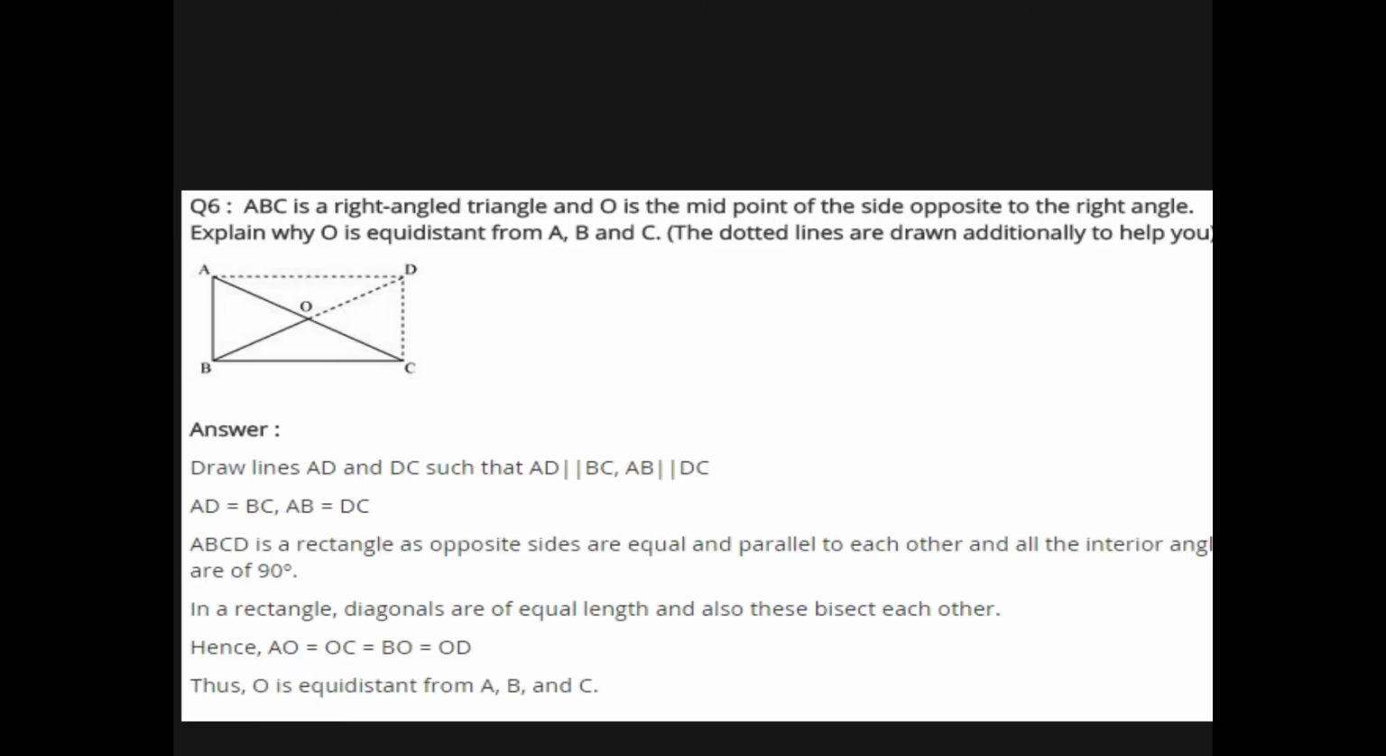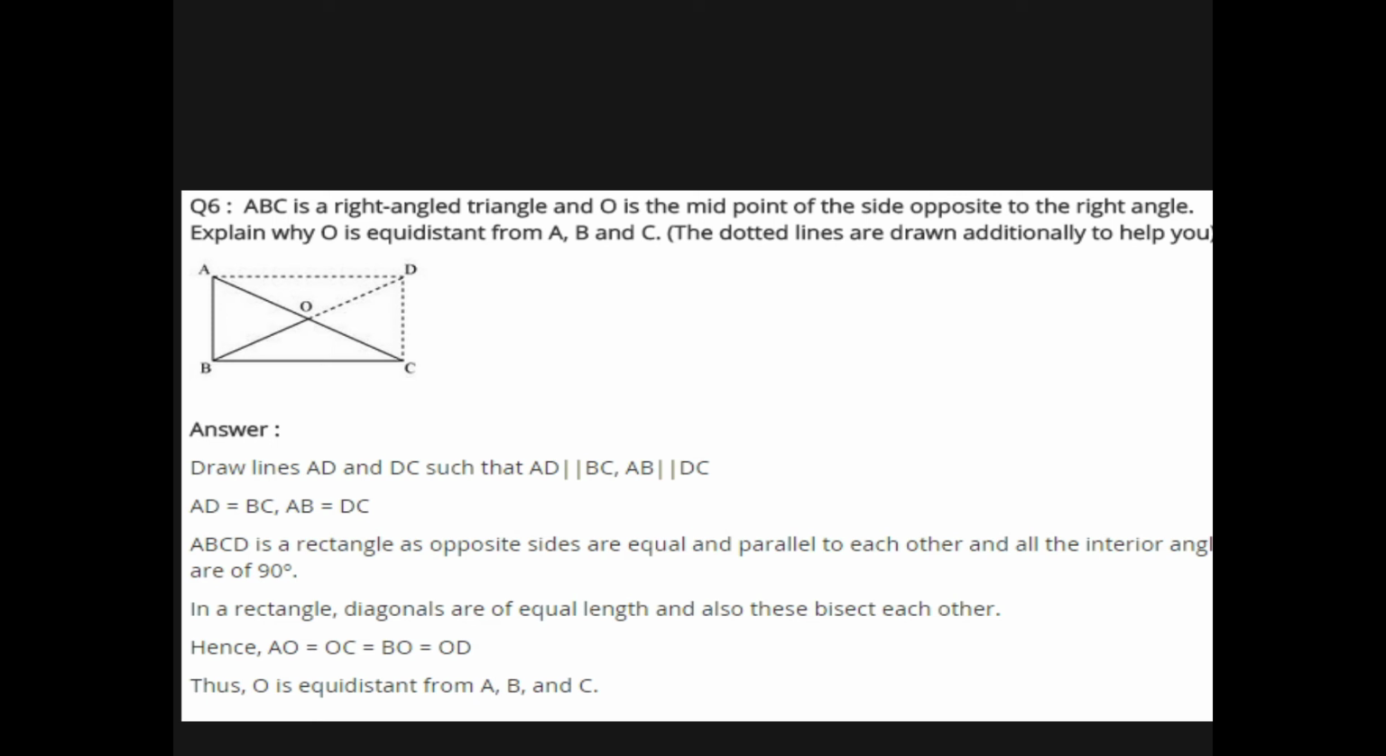Question number 6. ABC is a right angle triangle and O is the midpoint of the side opposite to the right angle. Explain why O is equidistant from A, B and C. The dotted lines are drawn additionally to help you. So see what is given. ABC is a right angle triangle, and dotted lines are drawn, and we have to find out that from O, A, B and C, all three of them are equidistant. Equidistant means the distances OA, OB and OC are equal.